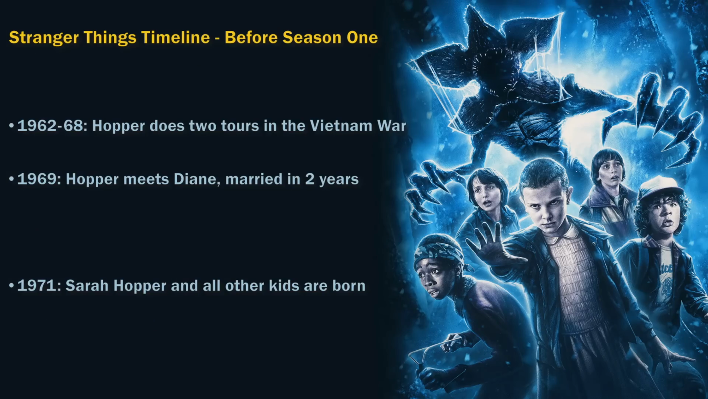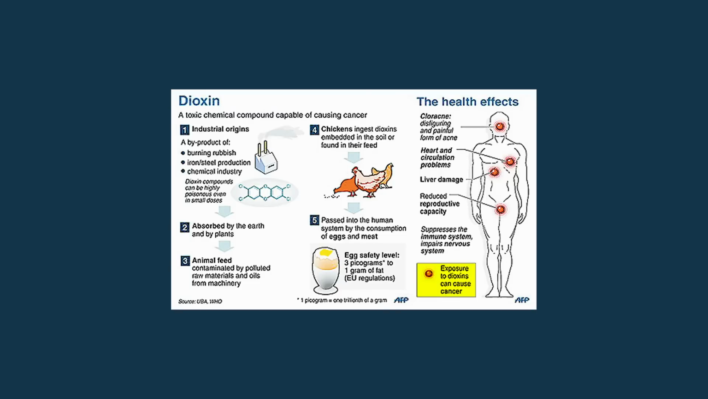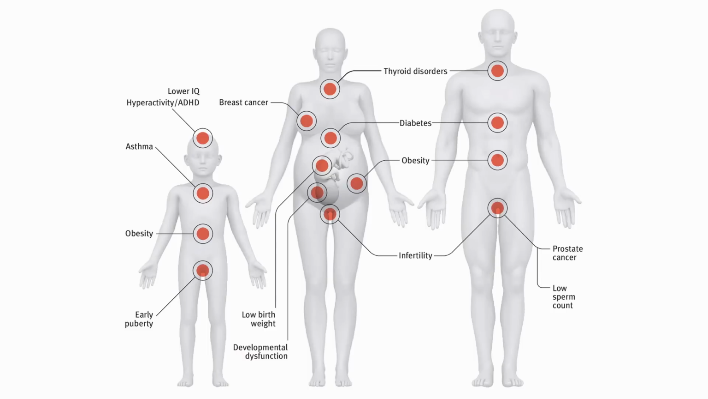If Hopper was exposed to it, it may have greatly affected the development of his daughter, who was only conceived after he returned to Hawkins in 1968. The chemical is so toxic that it basically alters the DNA of those exposed to it, and this altered DNA is then passed down to subsequent generations, and the resulting lineage can be plagued with bodily deficiencies. Even their grandchildren and great-grandchildren can continue to show symptoms, all stemming from that first exposure generations earlier.